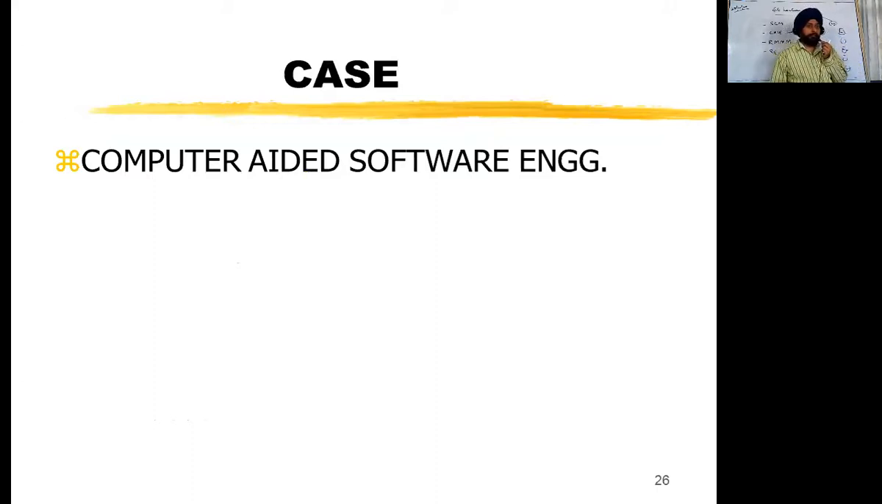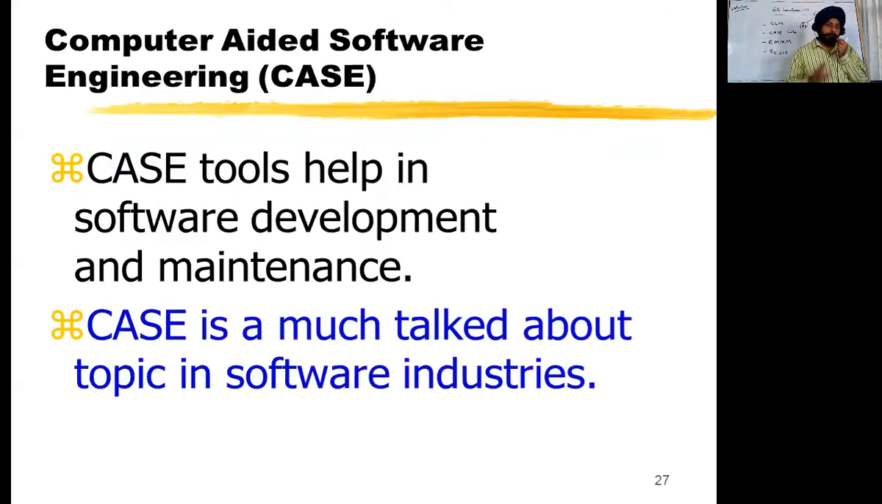Coming to CASE tools, that is computer aided software engineering. These CASE tools provide a support role for configuration management whenever we want to make changes. A CASE tool comes as an aid to help in configuration management, and it helps in maintaining your software product. So CASE tools help in software development and maintenance. CASE is a much talked about topic in the software industry nowadays, because it is your computer system itself that helps to make particular changes or maintain your software product. Next.